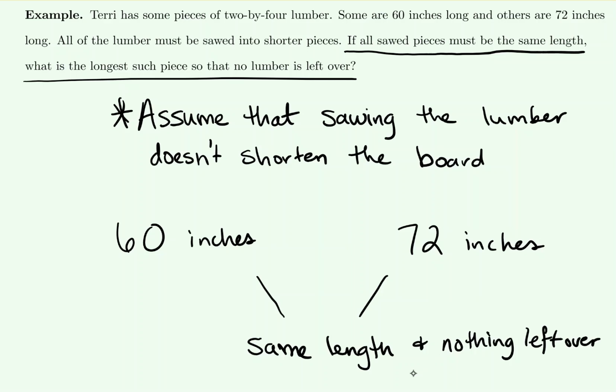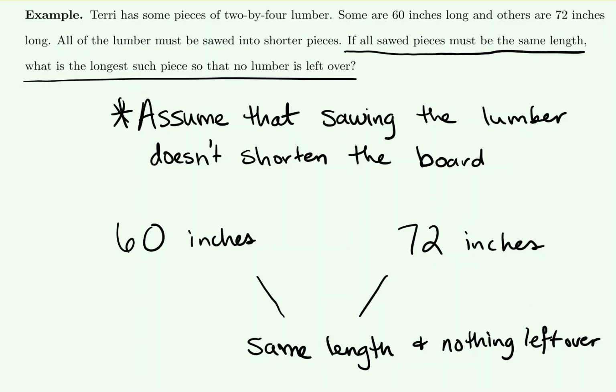And we want that to be the largest such way. So for instance, I couldn't cut the 72-inch board into a 70-inch board and a 2-inch board because they wouldn't be the same length. There's like a 2-inch scrap. We couldn't do that. So we want to think about what this problem is really asking us.